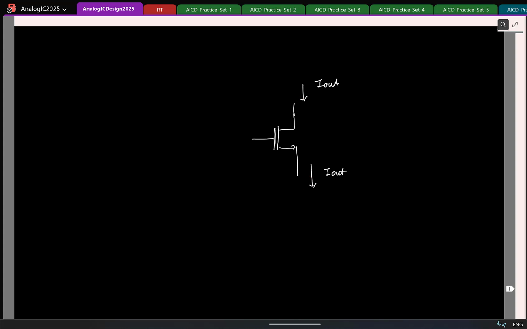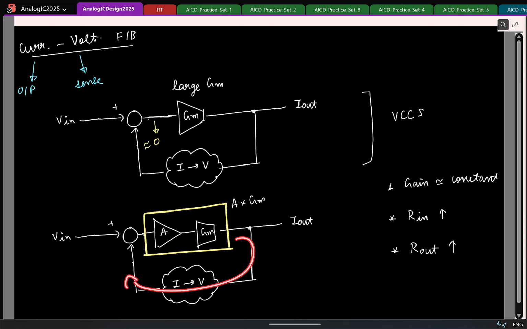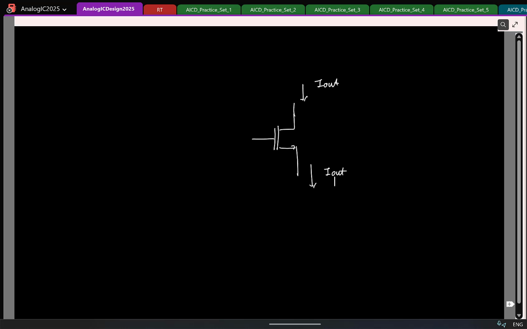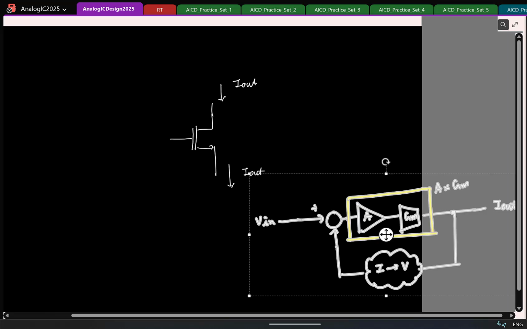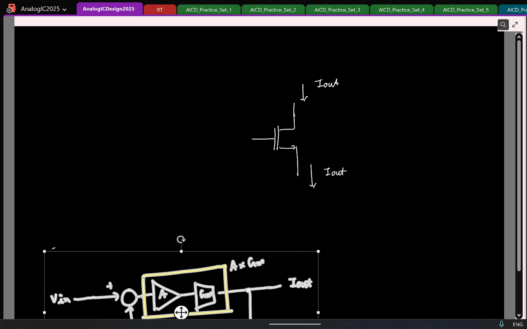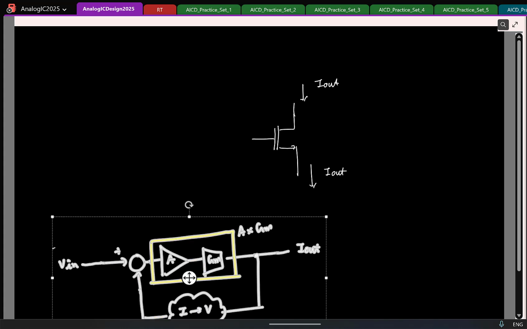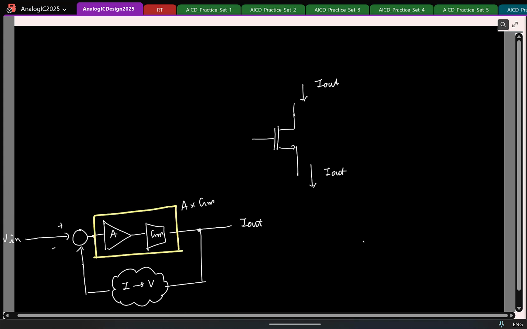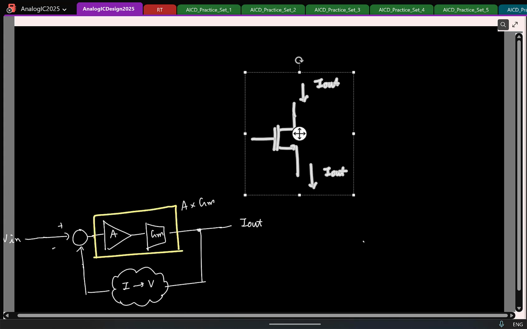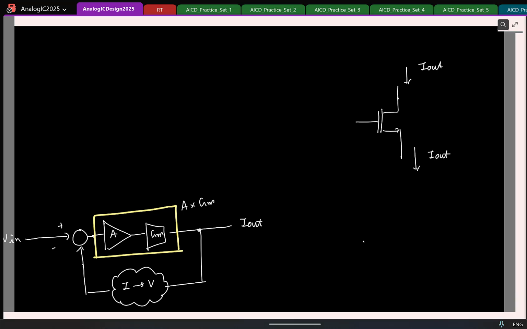Now the understanding is that if I go and put it in negative feedback like this with a large enough gain, this will become a better voltage controlled current source, correct? So let's try that. So I have my I out here. Maybe I'll copy paste this, hold on. I'll keep it to this end as a reference. So I have made this fellow a poor voltage controlled current source.